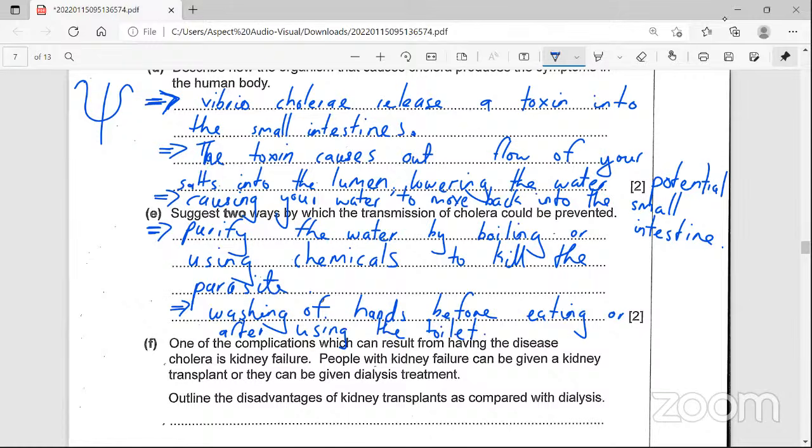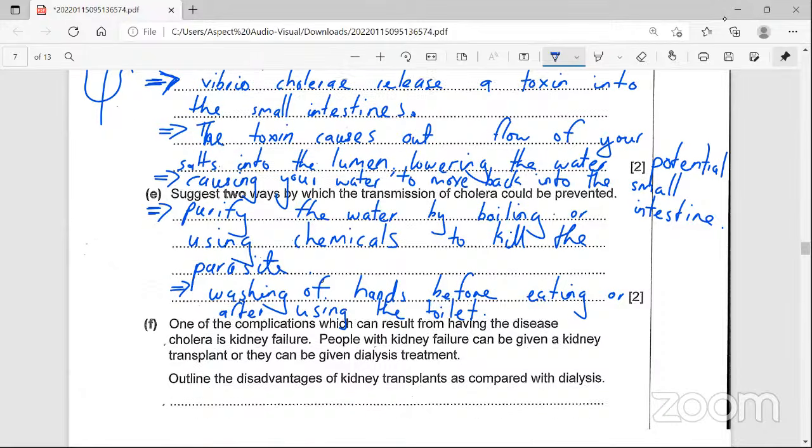Right. So I know in the age of this pandemic, COVID, most of us are very used to washing our hands, right? I hope so.